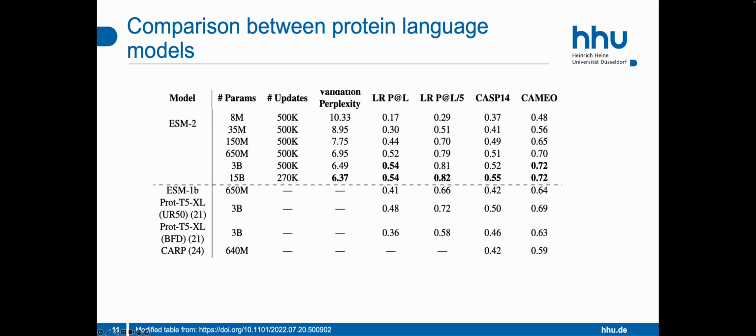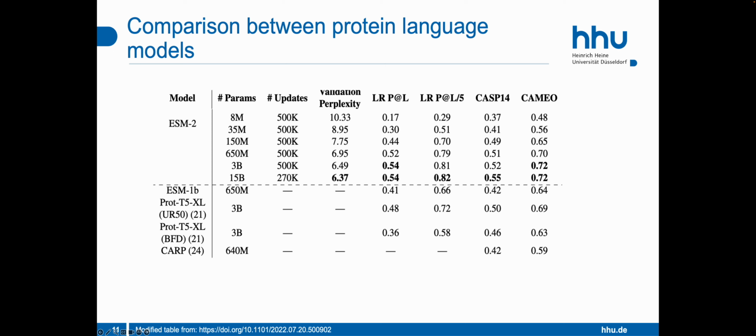And finally, we see here a table comparing the models that we've discussed in this video for different prediction tasks. The perplexity states how well the model performs for the masked language modeling task that is used for model training. The tasks denoted by LR show how well long-range contacts between residues or amino acids can be inferred from the attention maps, and CASP and CAMEO refer to tasks that use the learned representations for protein structure prediction.